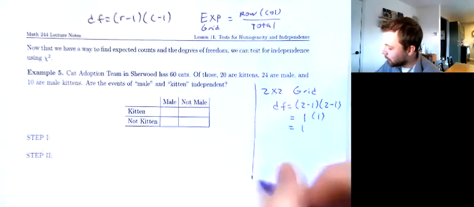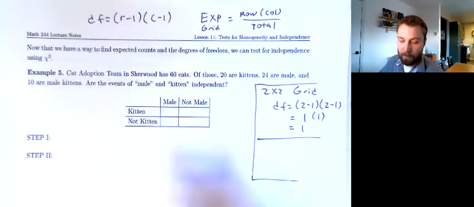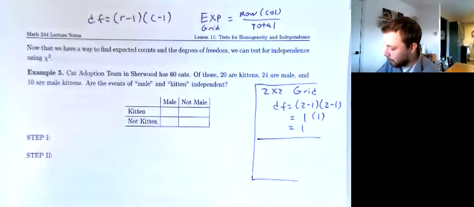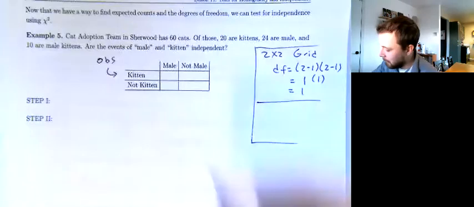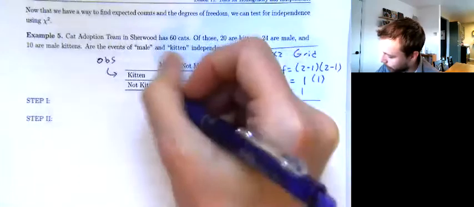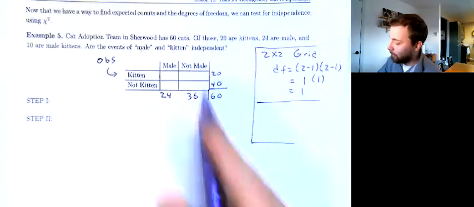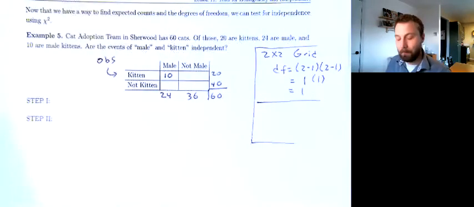What this means is I'm only going to have to use this multiplication trick to come up with one of the values for a table like this. So let's fill in our observed table here for what they're telling me. They said this was out of 60 cats. They said 24 were males, so that means 36 were not. 20 were kittens, so 40 were not. And they gave me one of the inside values. They said the number of male kittens was 10.